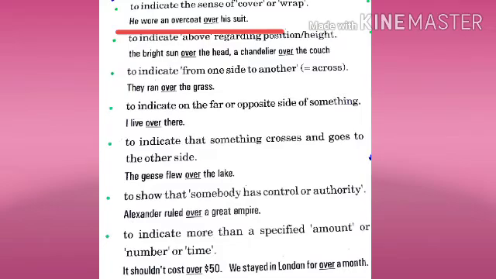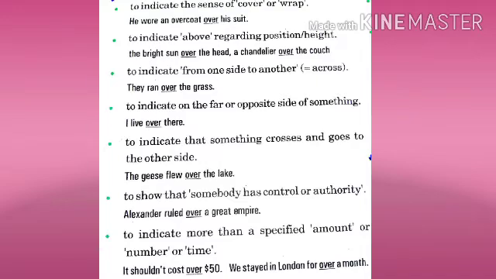Then it also is used to indicate above regarding positions, height, etc. The bright sun over the head, a chandelier over the couch, right? Then it is also used to indicate that something crosses and goes to the other side. The geese flew over the lake. Now the geese is flying and it is crossing and going to the other side.